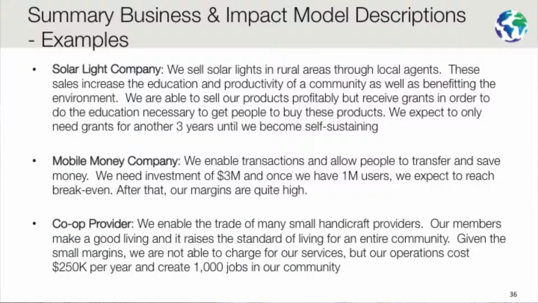A co-op provider might describe their business by saying, we enable the trade of many small handicraft providers. Our members make a good living, and it raises the standard of living of an entire community. Given the small margins, we're not able to charge for our services, but our operations cost $250,000 per year, and they create 1,000 jobs in our community.